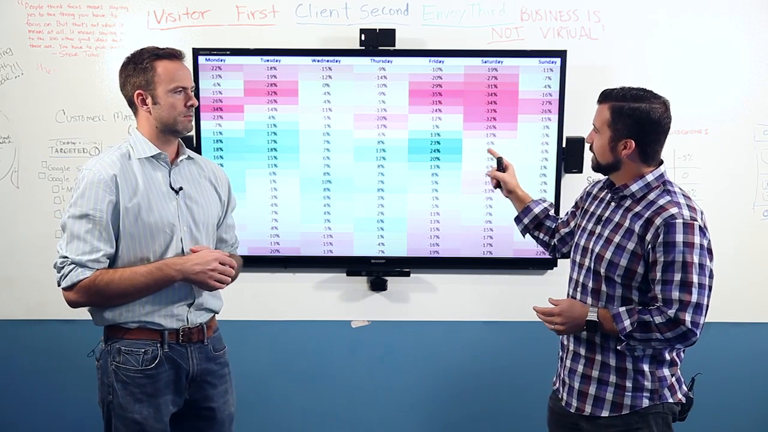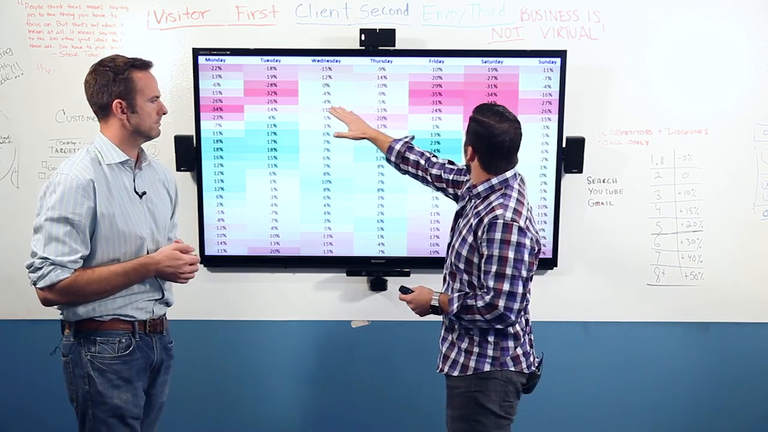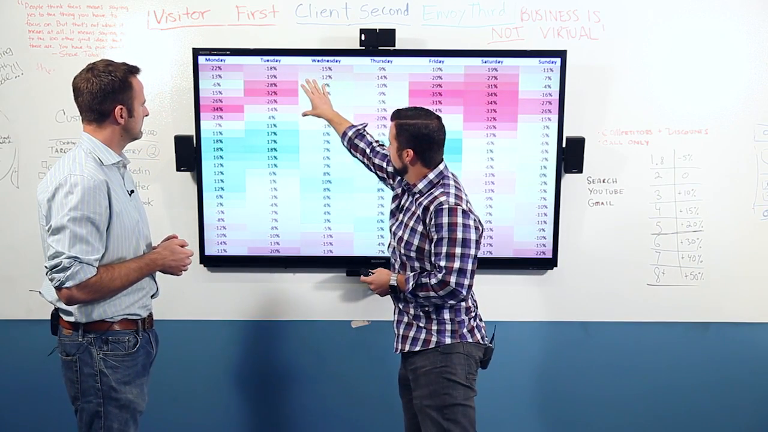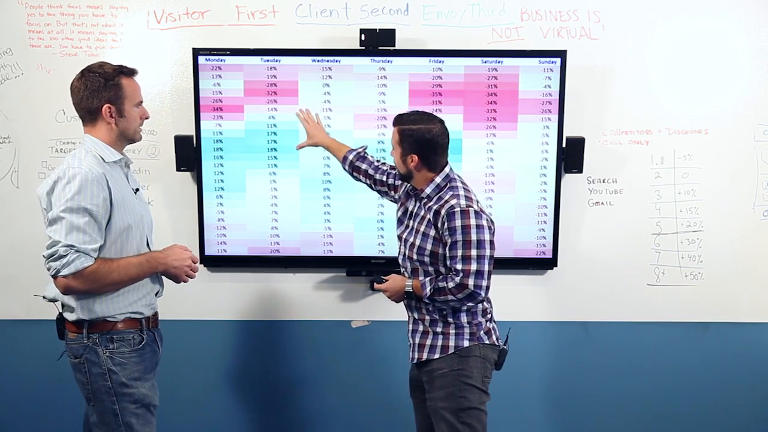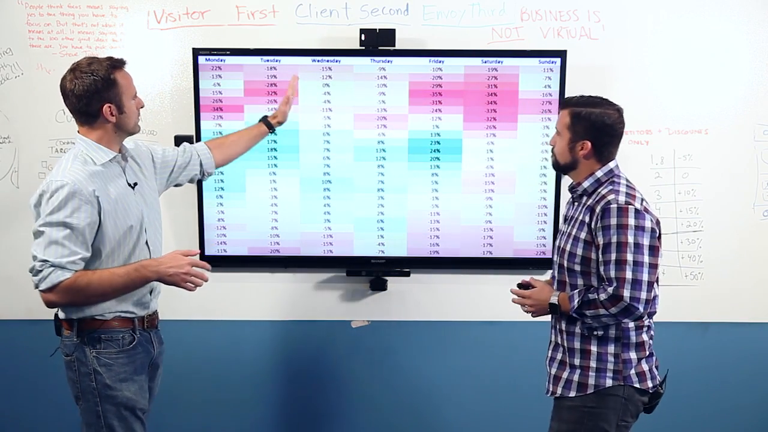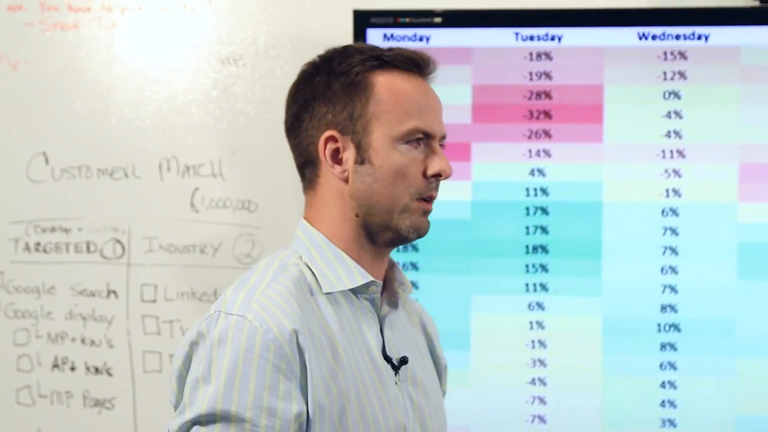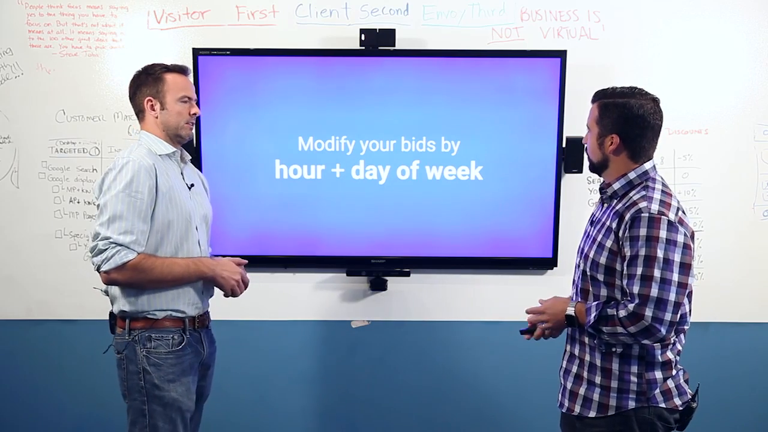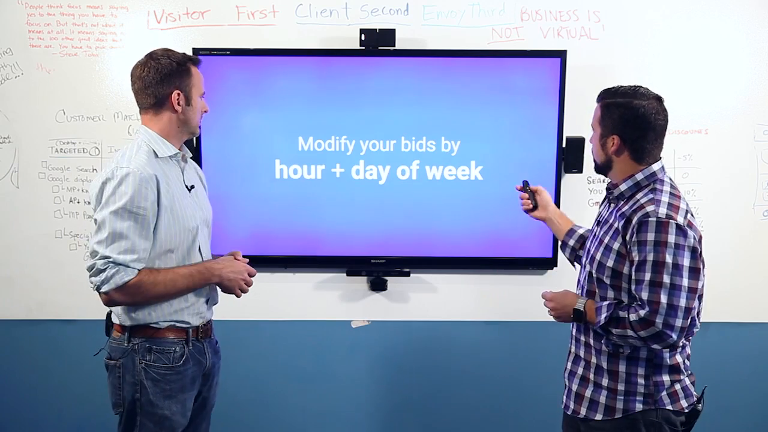So the 168 segments, this is kind of what it looks like right here. As you can see, Monday through Sunday, every single hour, there's hot periods, or actually cold periods, where the performance is lower, and then there's hot ones. And if you notice, each day of the week, they're not all uniformly the same. And your data will show this as well. Monday is not the same as Tuesday, is not the same as Wednesday. Exactly. So it's all about modifying your bids by hour of the day and day of the week.